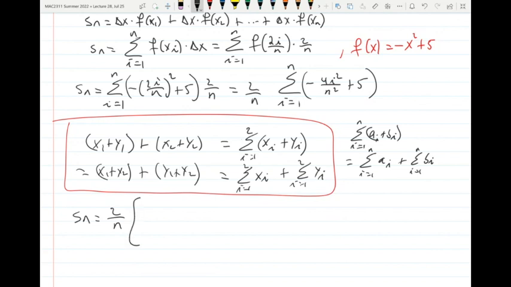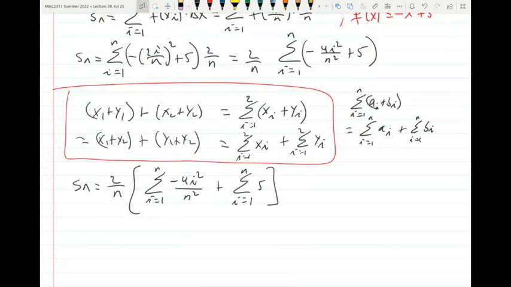So I have my 2 over n, and then I have two summations. Again, the reason why I'm doing this is so that hopefully you will appreciate the fundamental theorem of calculus later, because it allows you to bypass all of this, and this problem will be able to be done in one little line. But before the fundamental theorem of calculus was around, this is what people would do. So you split this as two sums.